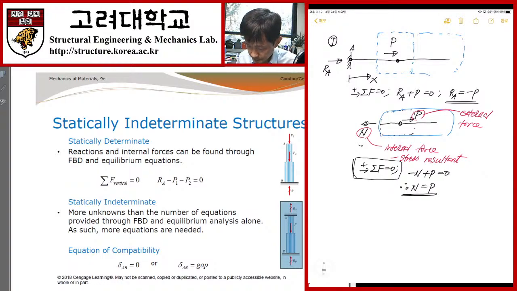Okay. So once I have the internal force, always refer to this diagram. I have force, and then displacement, and then stress and strain.